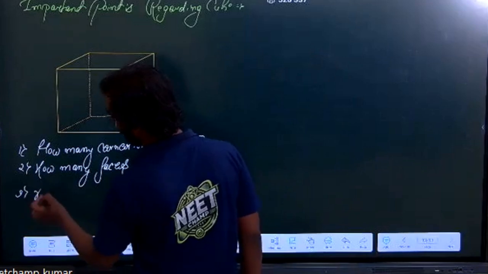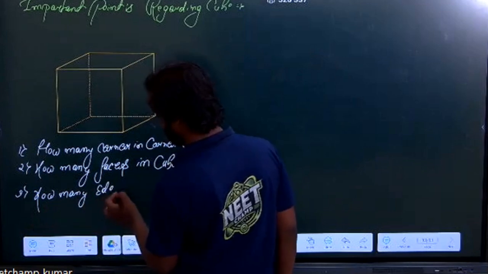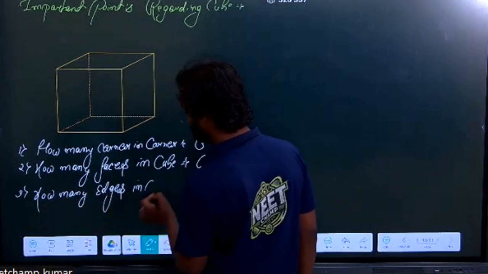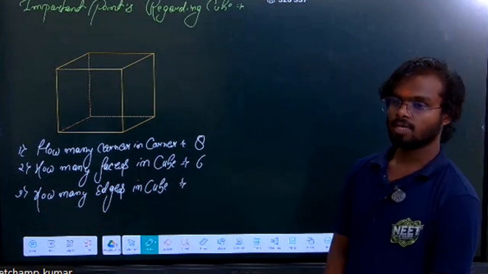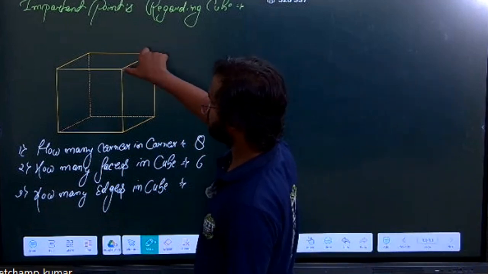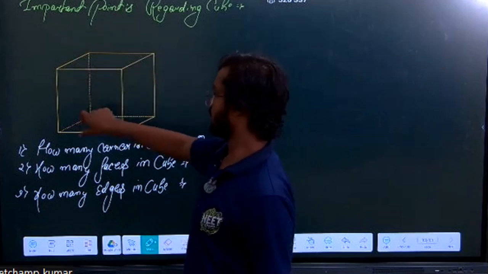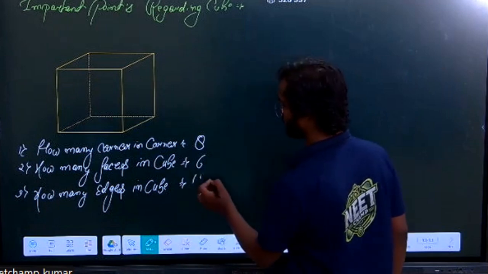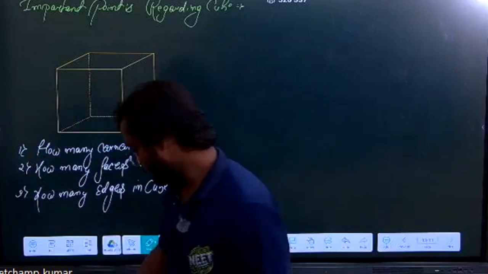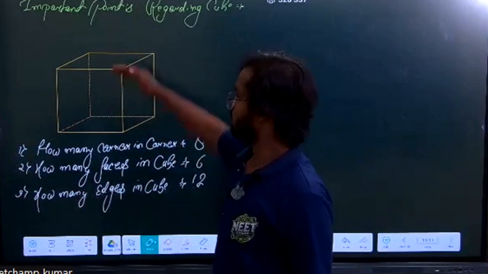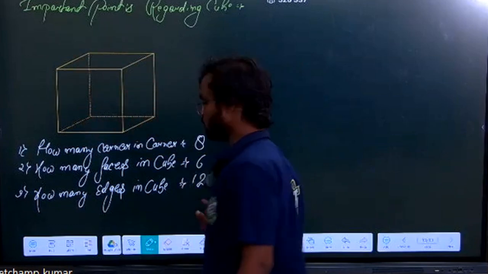Third, how many edges are there in a cube? Edges, you understand? This is called one edge. Another edge. 4, 5, 6, 7, 8, 9, 10, 11, 12. Total 12 edges are there. This thing is the edge, right? So 1, 2, 3, 4, 5, 6, 7, 8, 9, 10, 11, 12. So 12 edges are there.